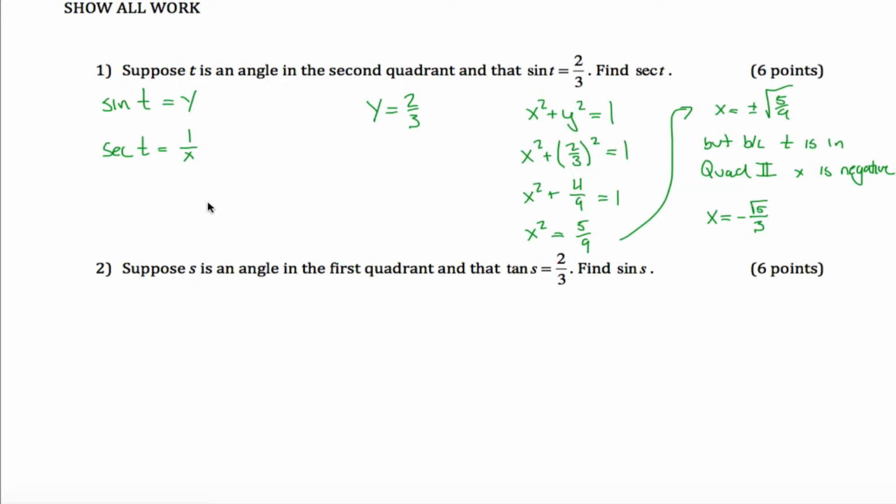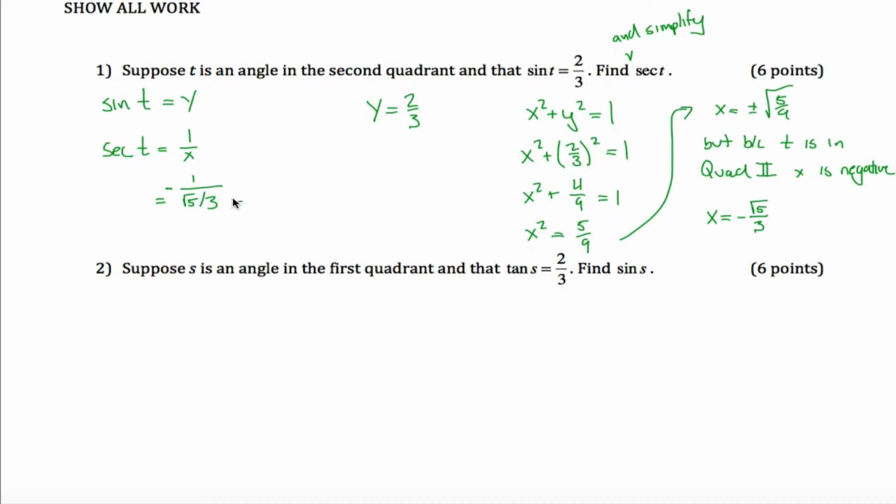And if x equals negative square root of 5 over 3, then the secant of t is 1 divided by that value. A positive number divided by a negative number is going to be a negative number, so I have something that looks like this. And really I should say find and simplify, because I don't want you to leave your answers looking like this.